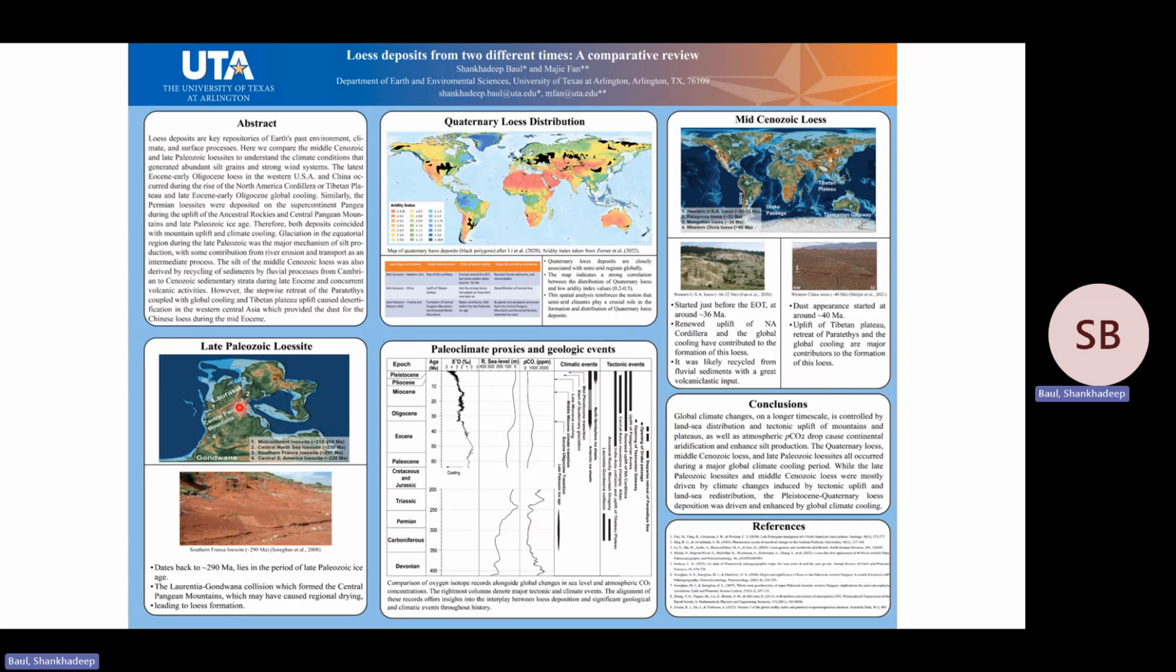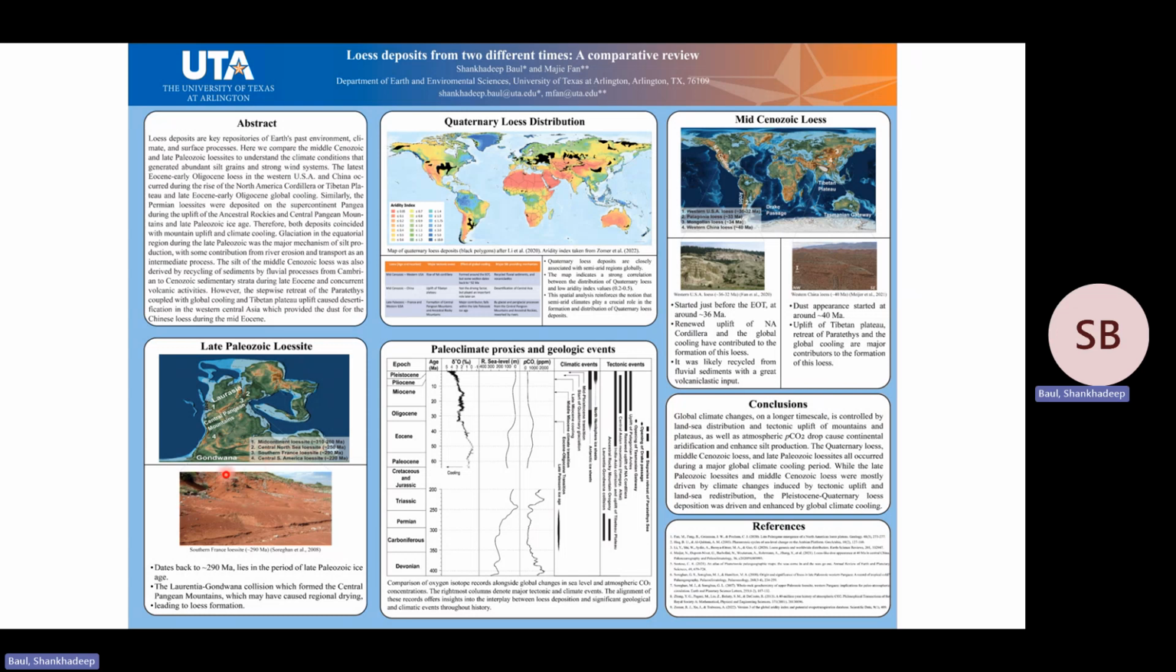Also, this loess coincides with another cooling period, the late Paleozoic Ice Age. The uniqueness of this loess lies in the fact that it was deposited very close to the equatorial region. The glaciogenic origin of the silts in the Paleozoic loessite raises a question about the occurrence of glaciers in the equatorial region based on the location of these deposits at that time.